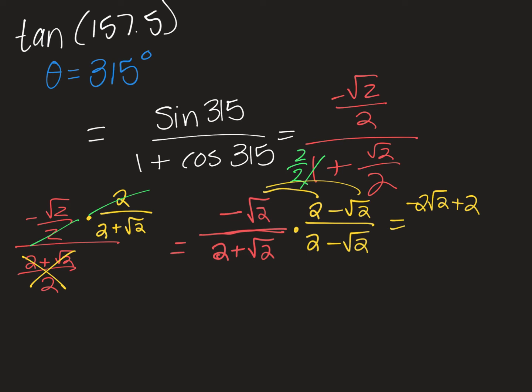Okay, so on the bottom, we're going to FOIL. So 2 times 2 is 4. 2 times negative square root of 2 is minus 2 square root of 2. Then square root of 2 times 2 is plus 2 square root of 2. And then last, positive square root of 2 times negative square root of 2 is negative 2.